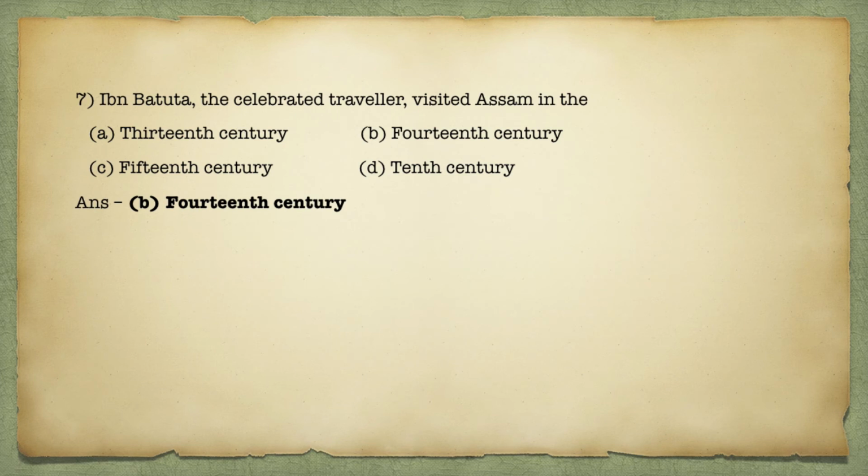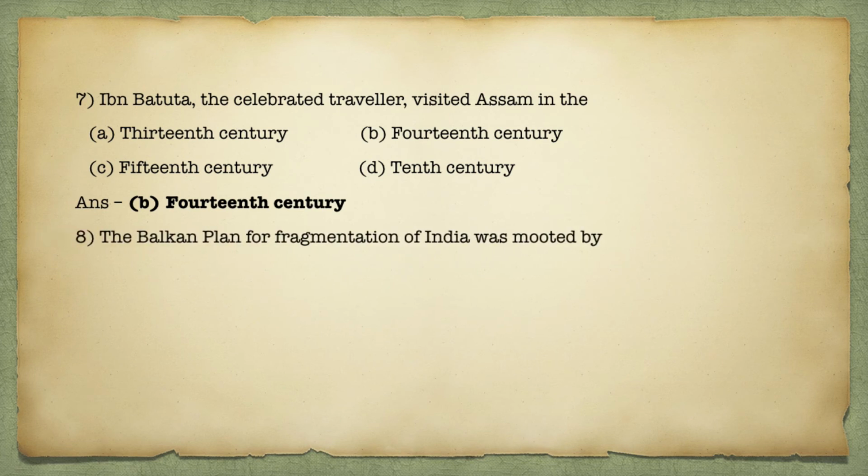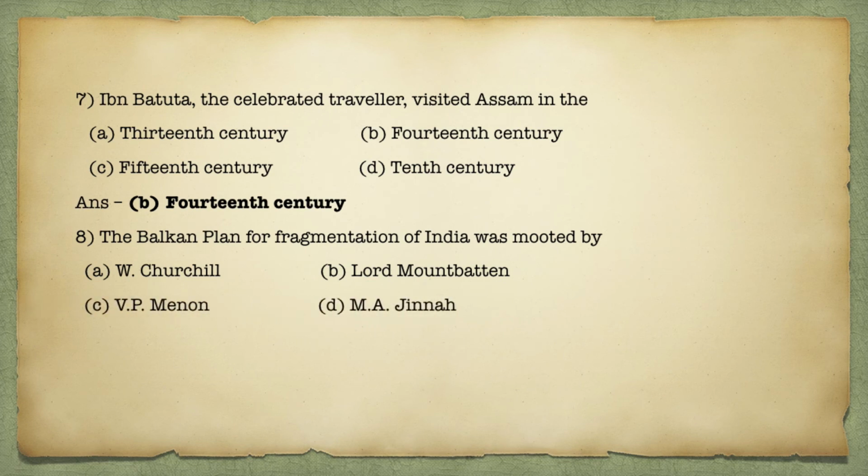So the next question we have the Balkan plan for fragmentation of India was mooted by Winston Churchill, Lord Mountbatten, V.P. Menon or M.A. Jinnah. So the correct option will be Lord Mountbatten. So this plan is also known as Mountbatten plan or June plan and it provided for the partition of India and the creation of a new domain called Pakistan.